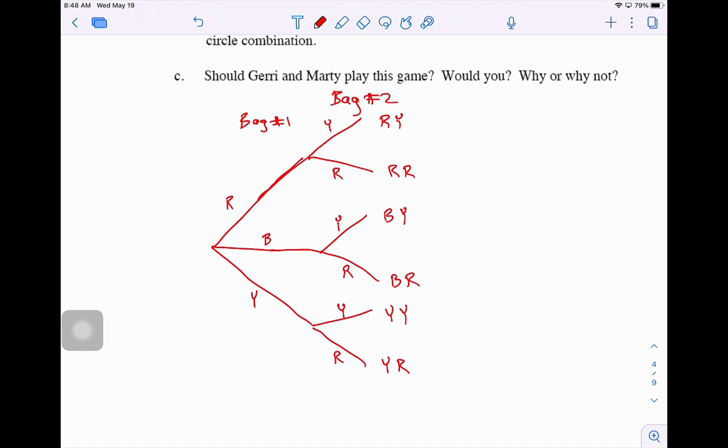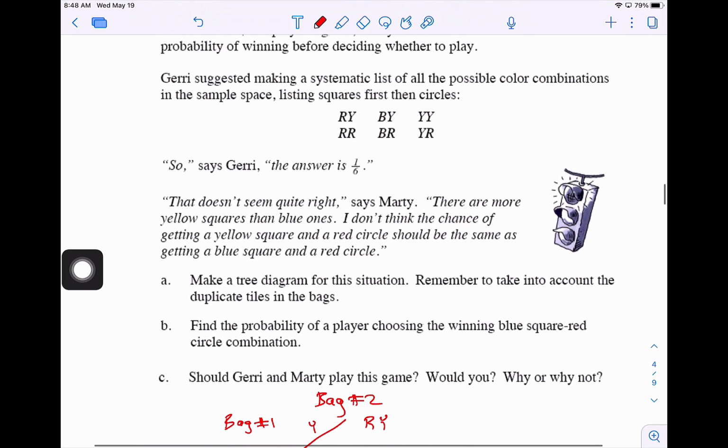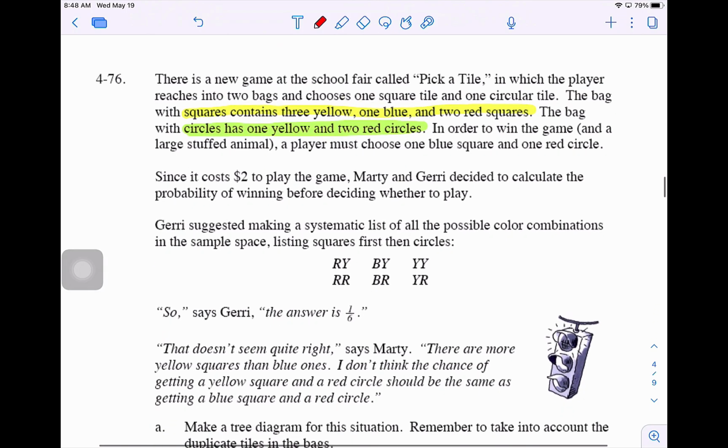For example, we said that in this first one it could be a red square. Okay. If I go back to what we have, what's the probability you grab a red square? What's the probability that you end up with a red square from the first bag? Yeah, there's 2 red squares. There's 6 total in there. Okay, there's 3 yellow, 1 blue, and 2 red.